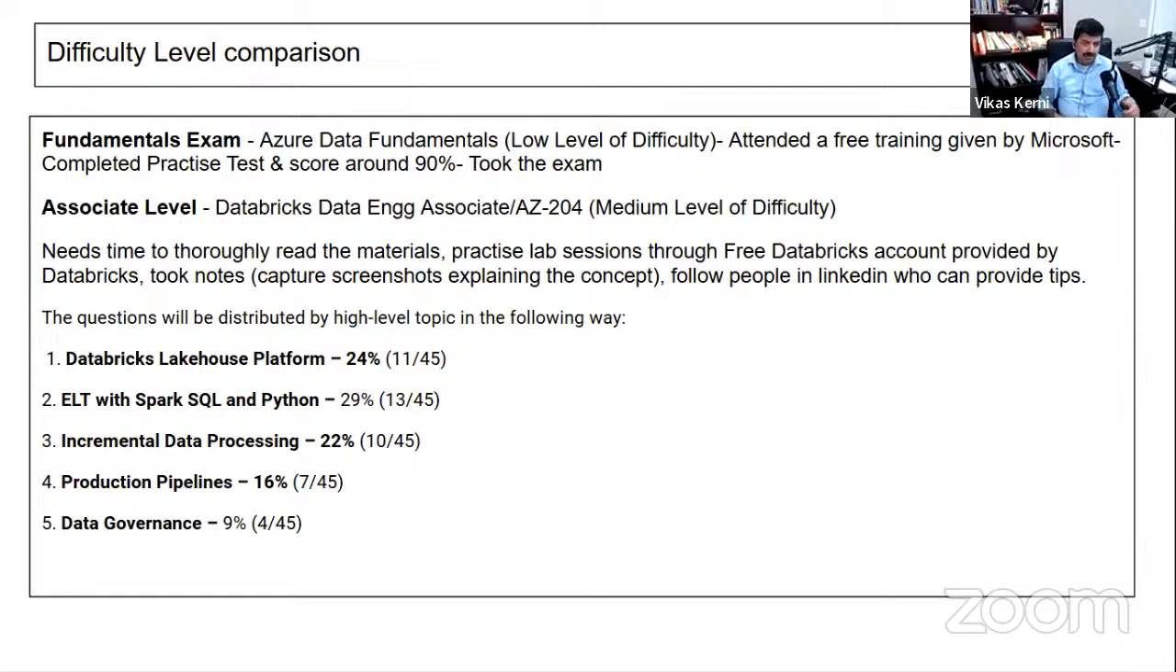Charu, I don't know much about Databricks, ETL with Spark, SQL, and Python. Spark SQL is like SQL. Is there a difference? And do you have to learn Python for Databricks? Yes.